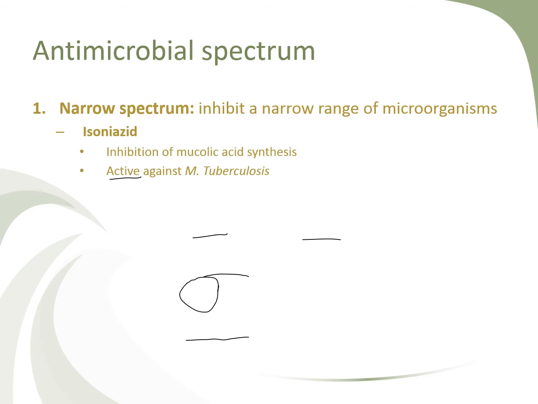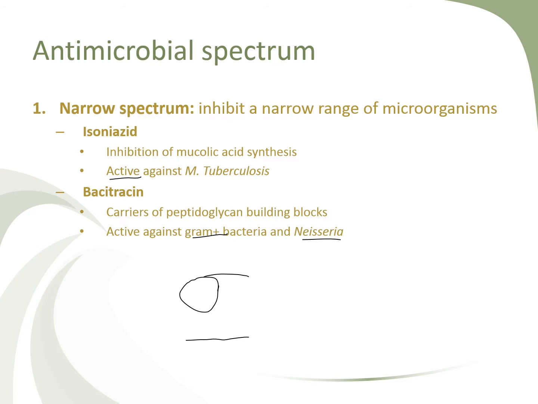I'm gonna talk about narrow spectrum first. Some examples: isoniazid, it causes inhibition of mycolic acid synthesis. It is used against tuberculosis, so it is active against Mycobacterium tuberculosis.